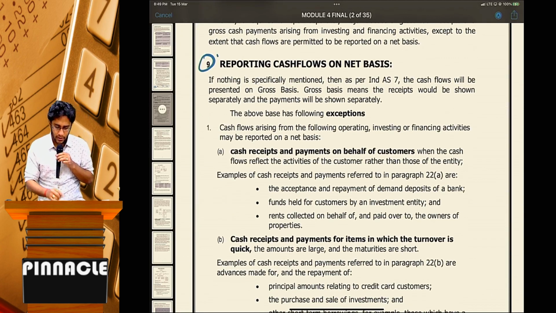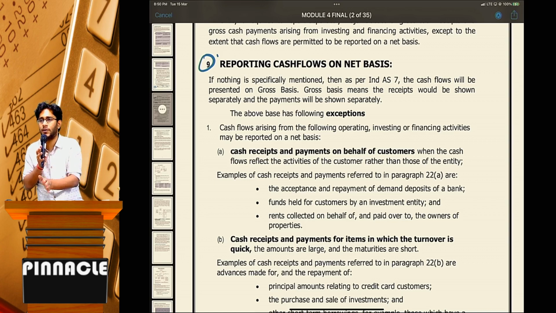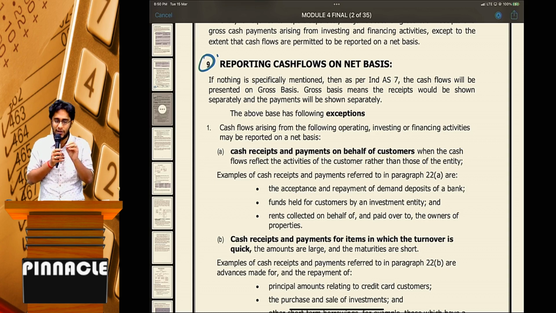Sir, in cash flow statement, unless a standard permits you, you are not supposed to net off any inflow or outflow. Until there is an inflow in your business, at the same time there is an outflow also. Sorry, I will net off both, show a single income, not allowed. Inflow separately you have to disclose, outflow separately you have to disclose. But obviously, this rule has exceptions. The exceptions are important.